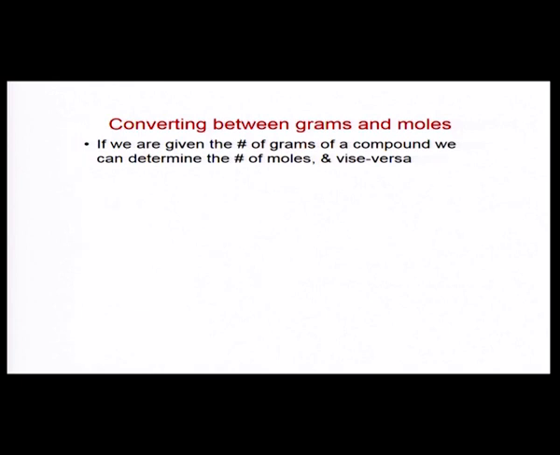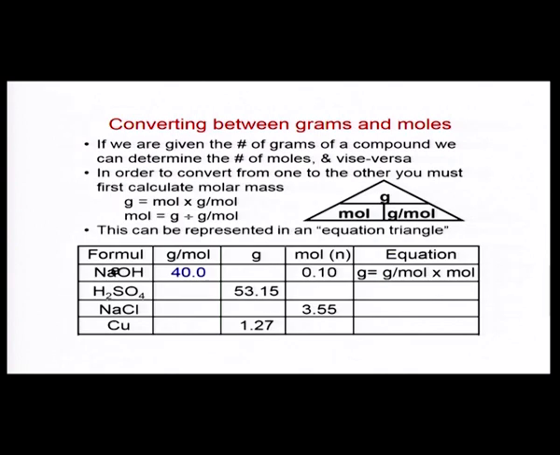So, we will see some small examples of how we can convert between grams and moles. We know gram is equivalent to moles times molecular weight in grams per mole, and mole is equivalent to gram divided by the molecular weight of the substance. Using this, we can construct a triangle like this. This is mass, this is mole, and this is molecular weight. Molecular weight is normally expressed in gram per mole.